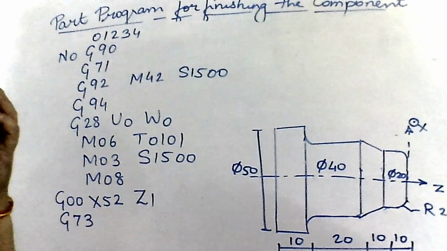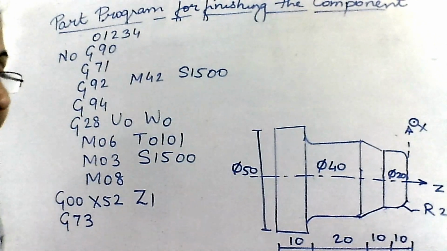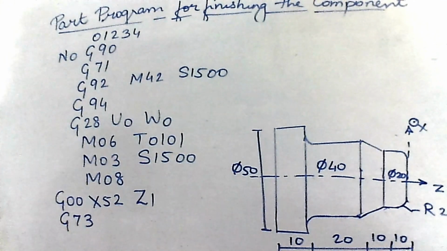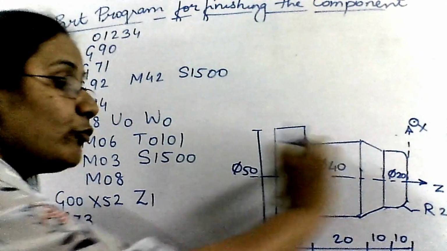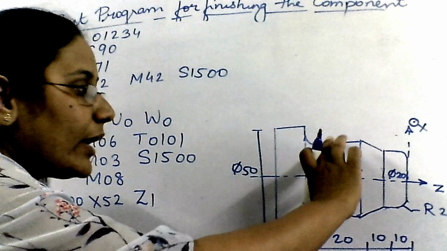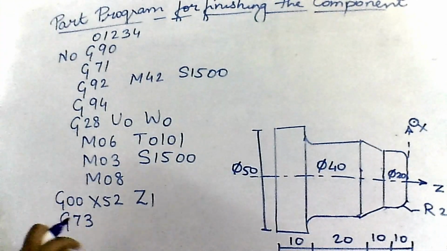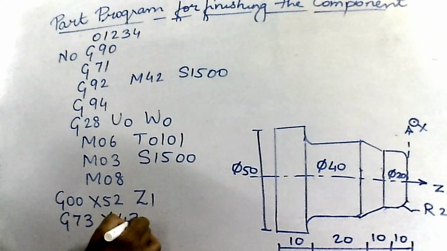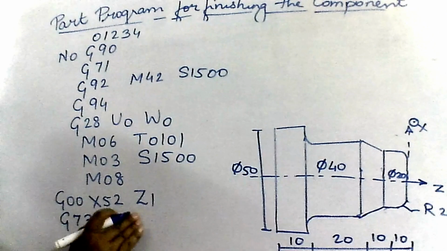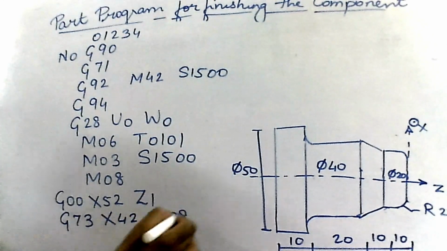Now in this program it has been mentioned that we have to perform first rough turning and then finishing operation. So at the beginning itself I am not going to turn the diameter of 50 to 40. First I will make it 42 and then I will reduce it to 40. For that I will use G73, X43 or I can take it as 42 also, X42 and Z would be minus 38.